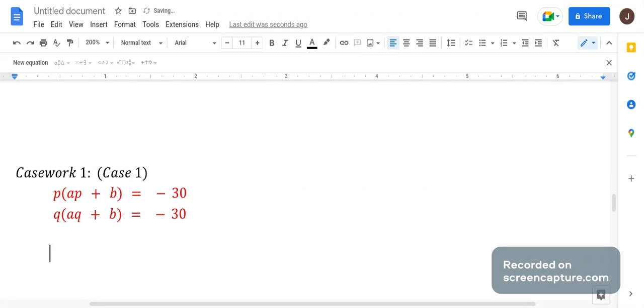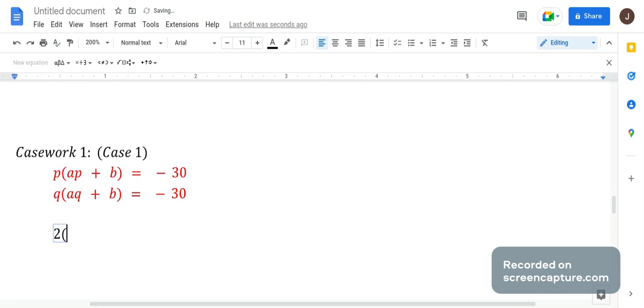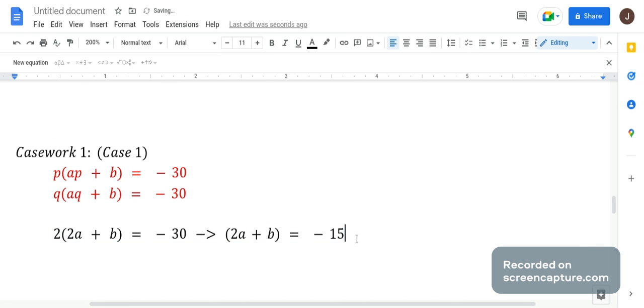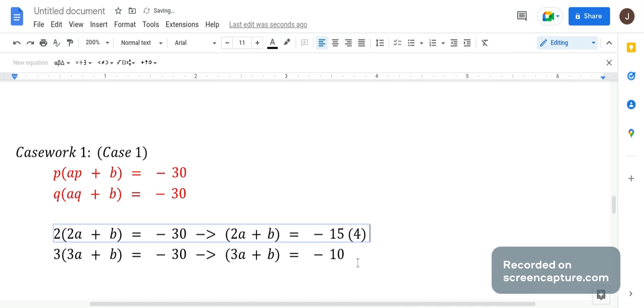So what we are going to do is plug in the values of p and q, where p is equal to 2. So 2a plus b is equal to negative 13, which concludes that 2a plus b is equal to negative 15. We know that the value of q in this case specifically is 3. So 3a plus b is equal to negative 13, so 3a plus b is equal to negative 10. We call these equation 4 and equation 5.